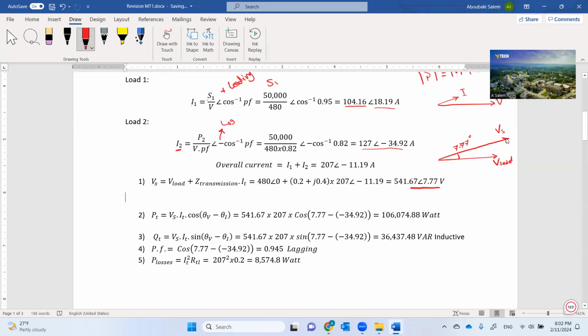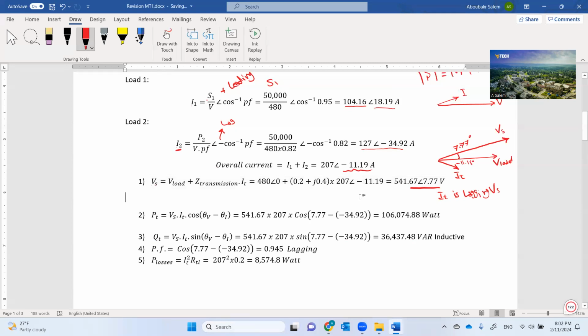And where is the current? The total current is at angle minus 11.19 degrees. So this is minus 11.19 degrees, and this is I total. So we can say, guys, I total is lagging Vs. Let me write that: I total is lagging Vs, which means the supply power factor is going to be lagging in this case.